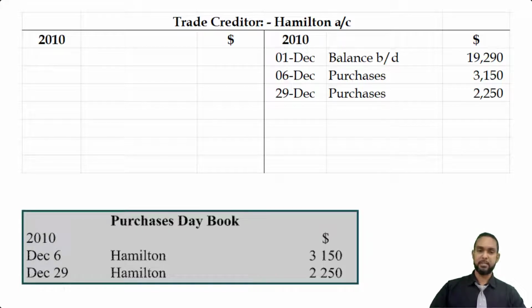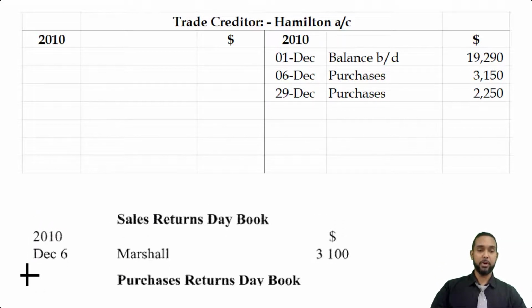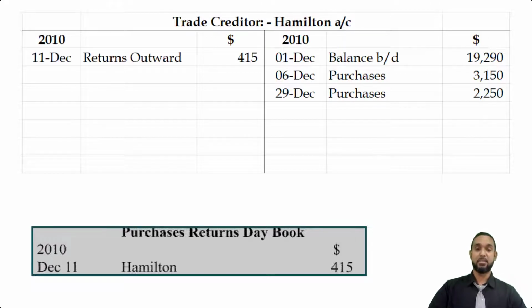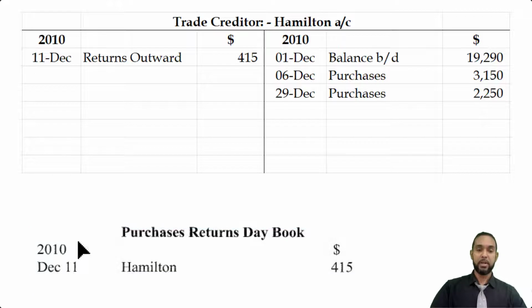Now, what about debit items? Well, we have that one returns out to Hamilton on the 11th with $4.15. So if we send back goods to Hamilton, we no longer have to pay for those goods, which means our liability is coming down. There's a decrease in a liability, which will be recorded with a debit to the liability account. Now, what about the cash book?